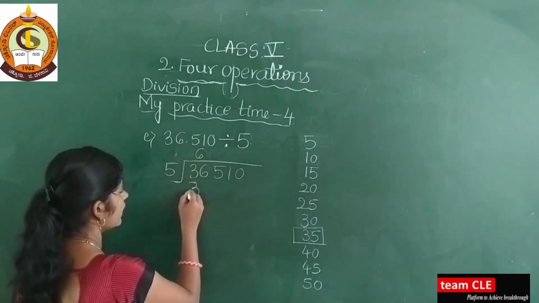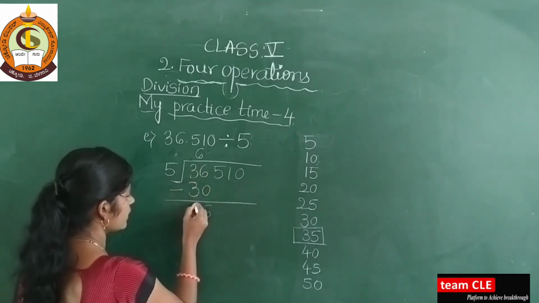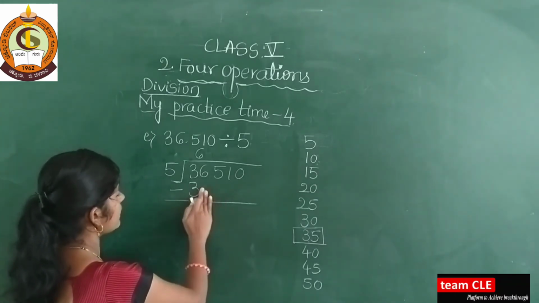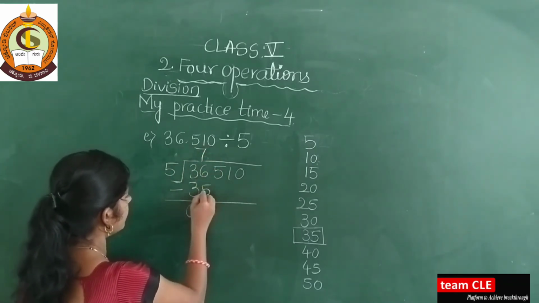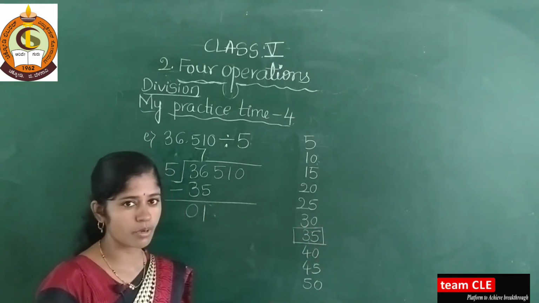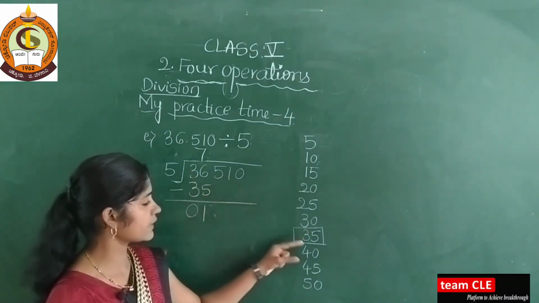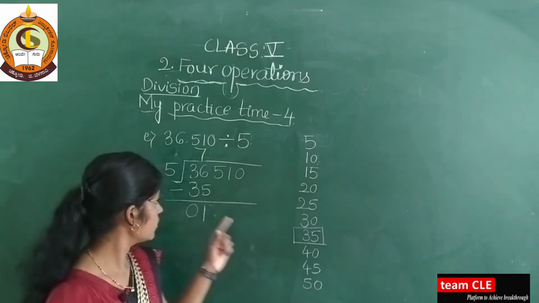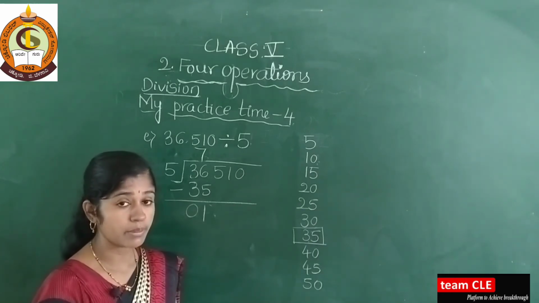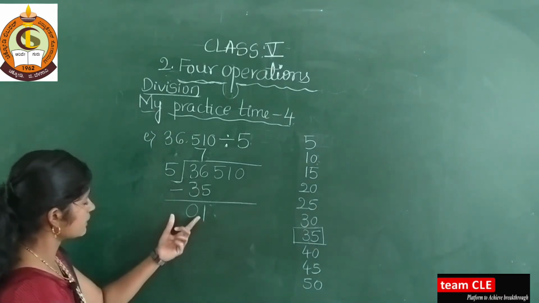Sorry, 5 sixes are 30, no, 5 sevens are 35. 6 minus 5 is 1, and 3 minus 3 is 0. I took 30, which is also smaller, but the nearest smaller number less than 36 is 35. So you take 5 sevens are 35, 6 minus 5 is 1. The tables are very important here, so please keep practicing tables every day. So 6 minus 5 is 1, that step is over.